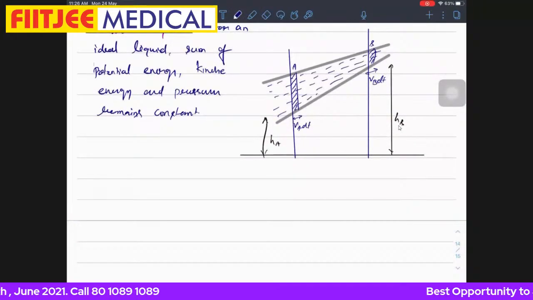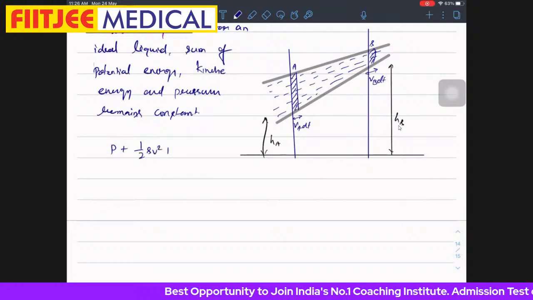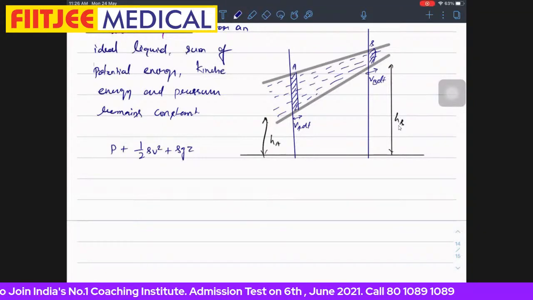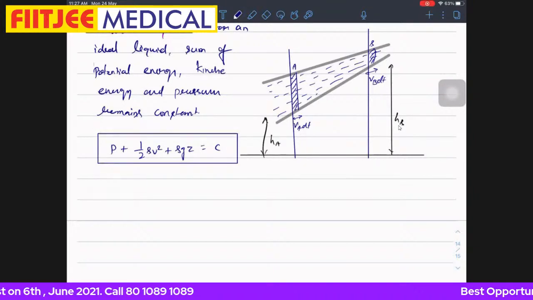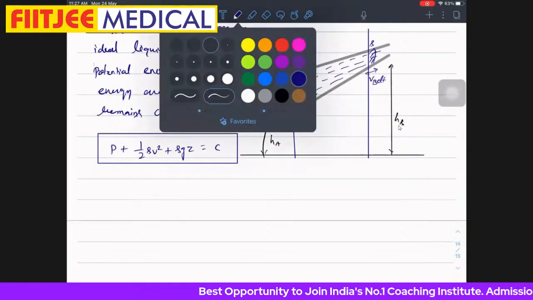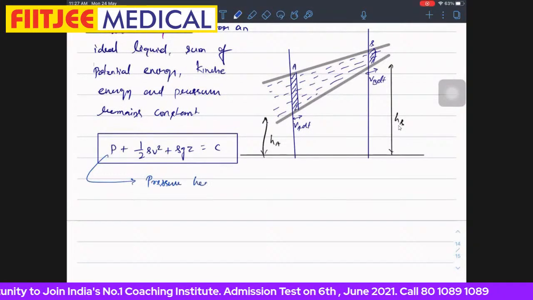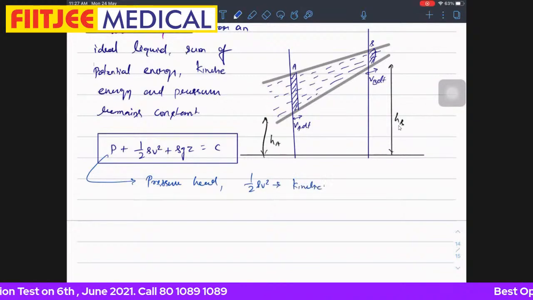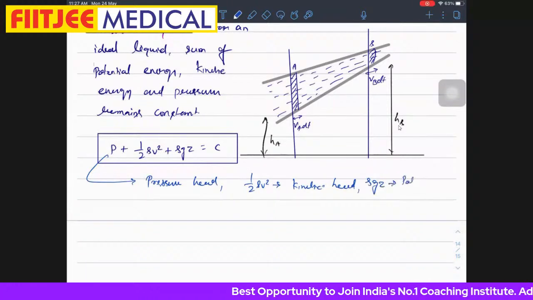So what is basically it? It says that pressure energy, kinetic energy, and the potential energy should remain constant. Or we can say pressure head, kinetic head, and the potential head should remain constant. Here P reflects the pressure head, half rho V square is called kinetic head, and rho Gz is called potential head.